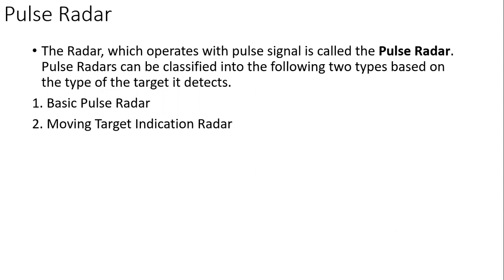It can be used for ATC, that is air traffic control, and for ship traffic control. So pulses are preferably used here. One use is to see the fixed target, so we mostly use basic pulse radar to find out the fixed target.